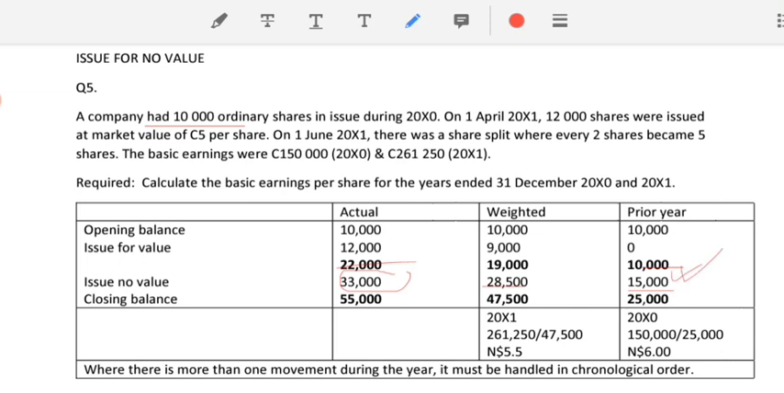Okay, the closing balance is given here. If you take this 22 plus this 33 we get on the share split, then we get the 55 we have here.